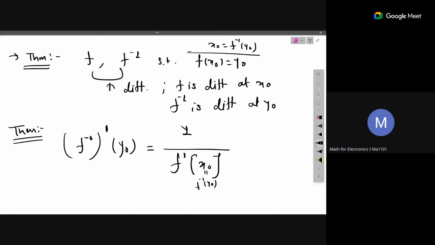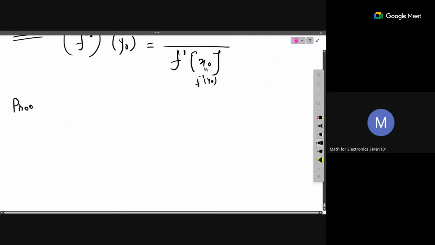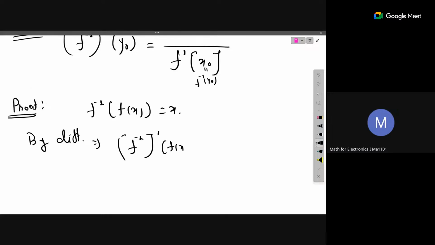Okay, and we can prove this theorem by just using simple inequality and chain rule. Let's try to see the proof. Since f inverse is the inverse of function f, we have f inverse composed with f of x is the same as x, right? And if we differentiate both sides and use chain rule, we can get our result. So by differentiation, what do we get? We get f inverse's derivative at f of x times f dash of x, because of chain rule, right? First this derivative and then the inner function's derivative. That's why f dash x is equal to 1.